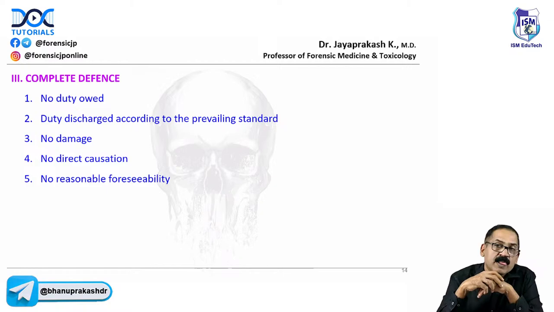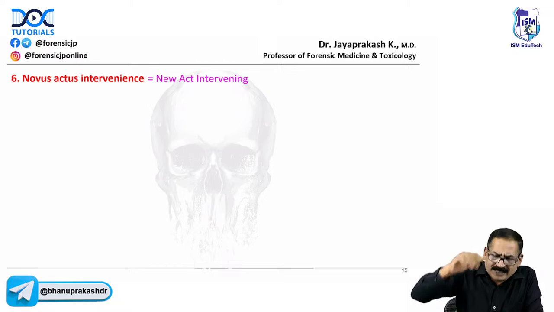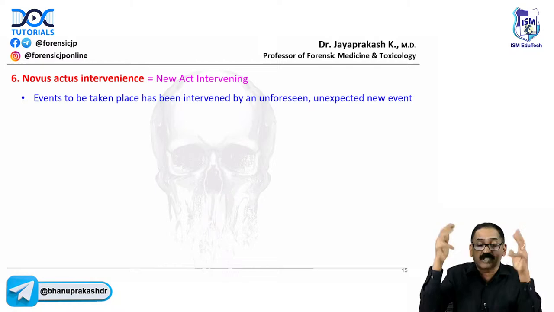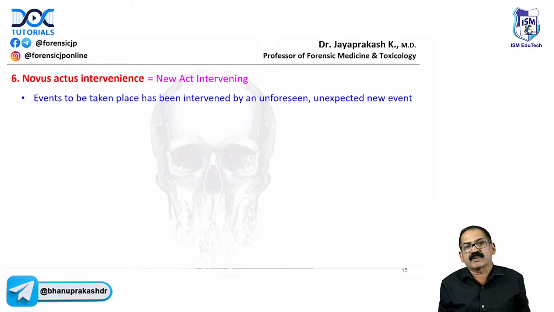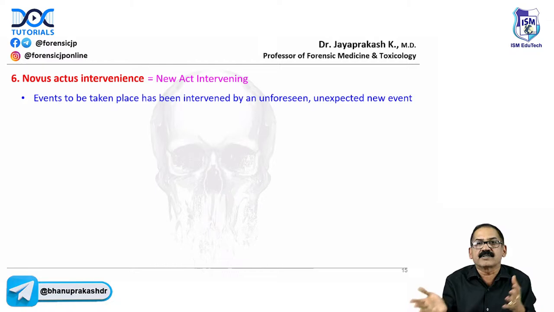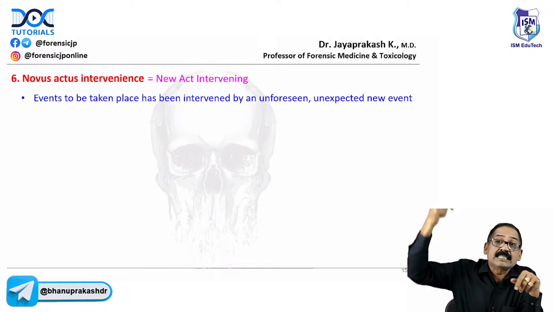Number six, novus actus interveniens means new act intervening. The event that should have taken place has been intervened by an unforeseen, unexpected new event. What is supposed to go, some other things are taken. For example, now I am taking class. I'm supposed to take class maybe till 8 o'clock or 8:15 or 8:30 or 7:45. I myself don't know. Even you don't know. Suddenly a fan falls on my head and I die. What events were to take place were intervened by an unforeseen, unexpected new event.